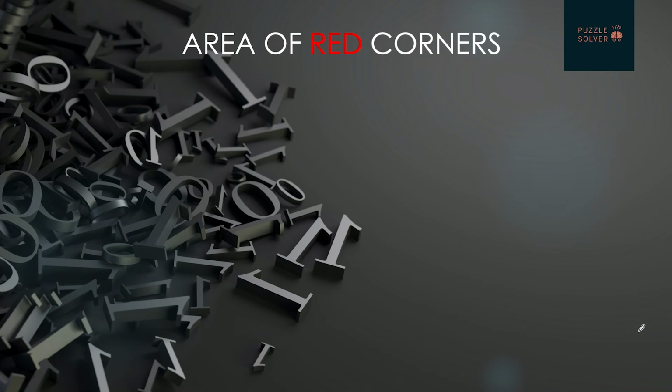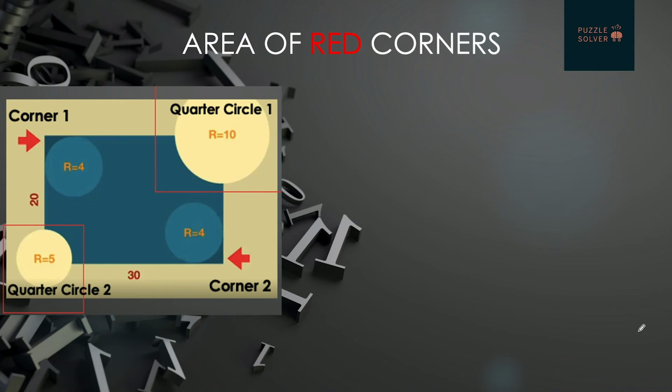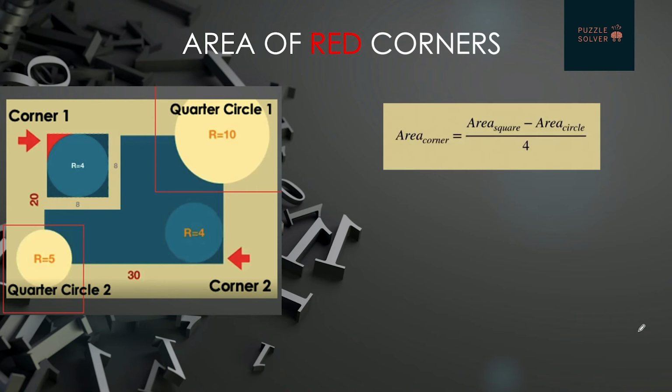Now for calculating the area of red corners, we have to subtract the area of the circle from the area of a square, and that will give the value of 4 corners, that is this, this, this and this. We have to divide it by 4 so that we can have the value of one single corner.